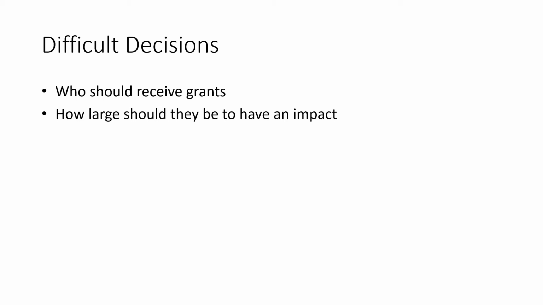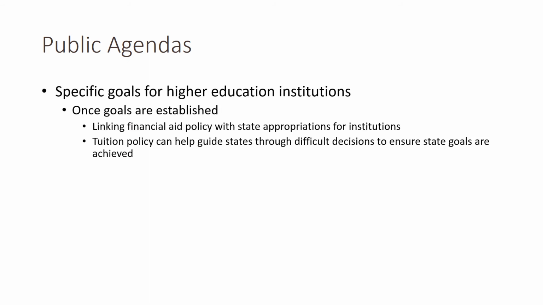A growing number of states are creating higher education public agendas, which I'll go over in this next slide here. Okay, the public agendas, these are specific goals for higher education institutions. Once higher education goals are established, linking financial aid policies with state appropriations for institutions and tuition policy can help guide states through difficult decisions and ensure state goals are achieved. So they want to make sure that their state goals are achieved while they're giving out this money as well. Each state has its own goals that need to be achieved, and the university has its goals, and they have to have meetings to come up with those goals. We want to make sure that these goals are met.